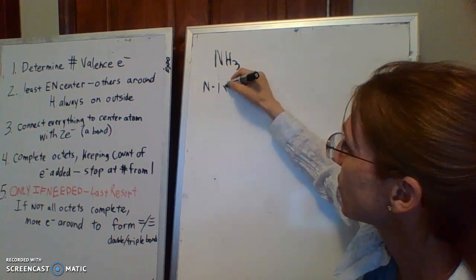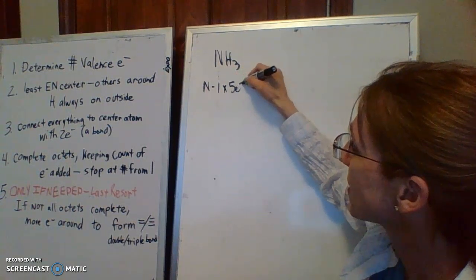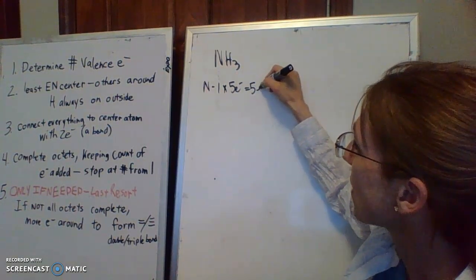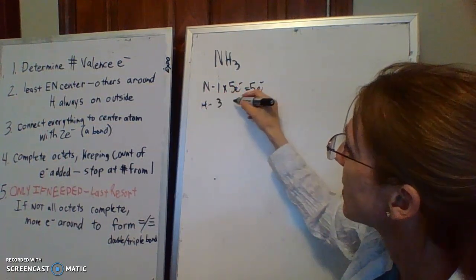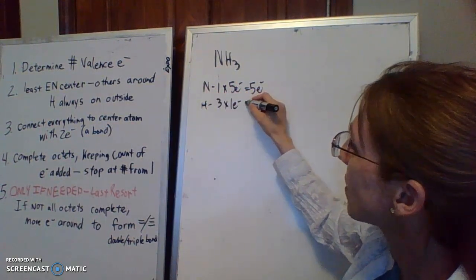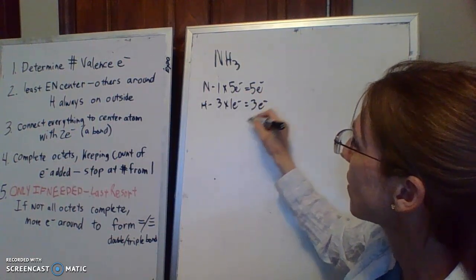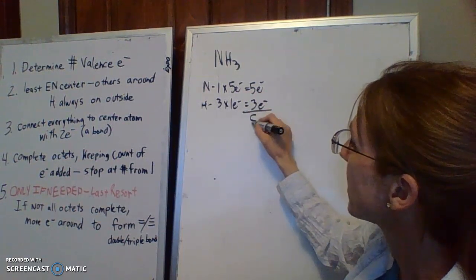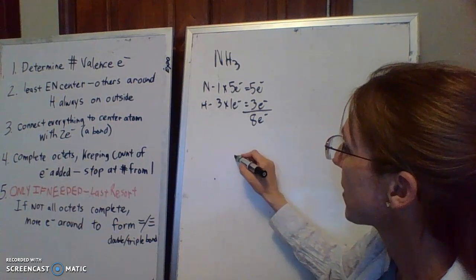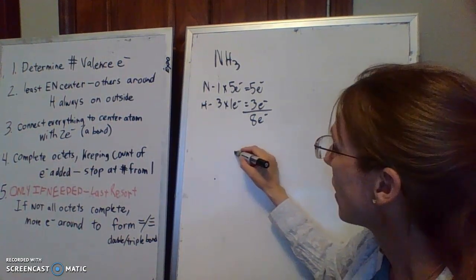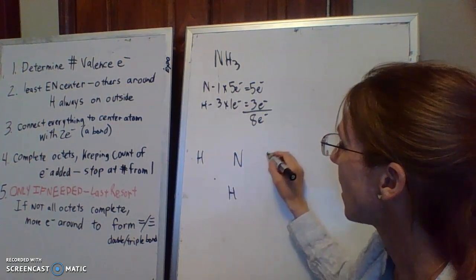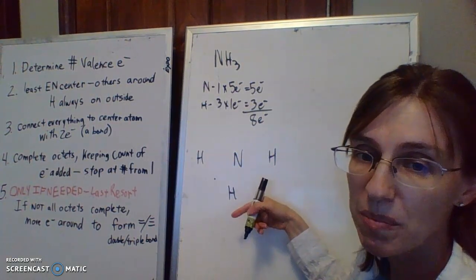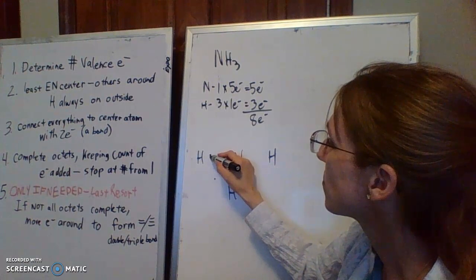Nitrogen, there's one nitrogen, and nitrogen has 5 valence electrons, and so we end up with 5 electrons. For hydrogen, there are 3 of those guys, and each one is 1 electron, so we end up with 3 electrons. You add them up, we get 8 electrons in this figure. And we're going to follow the next rule of putting the least electronegative in the center, the H's always go on the outside. Then we connect them up with our electrons, 2 of them at a time.